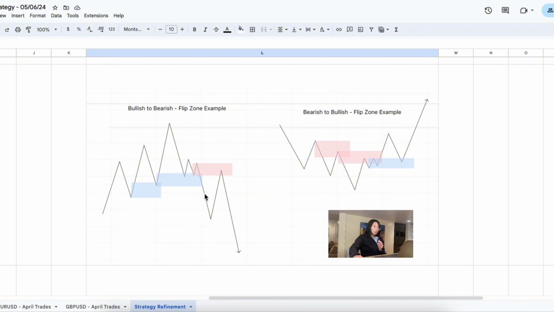And in this case, it'd be this. So this move caused the break in the demand zone. And so this is where we would want to sell from. This is our flip zone. And then we see in the bearish to bullish example, something similar.